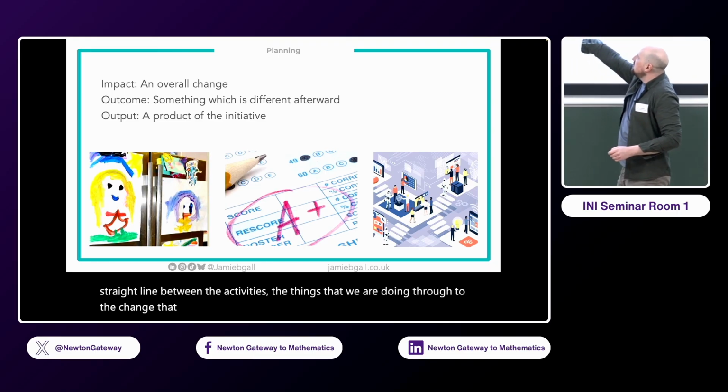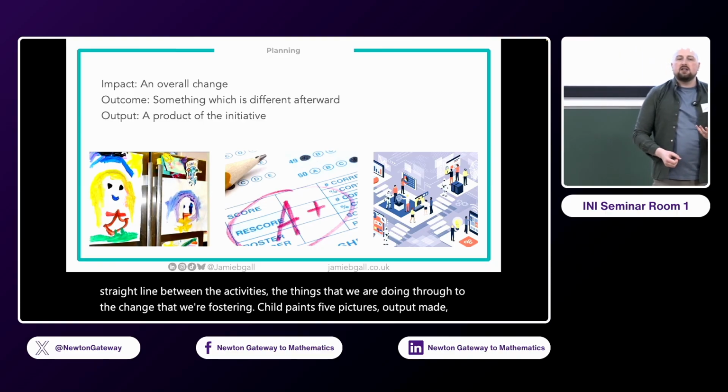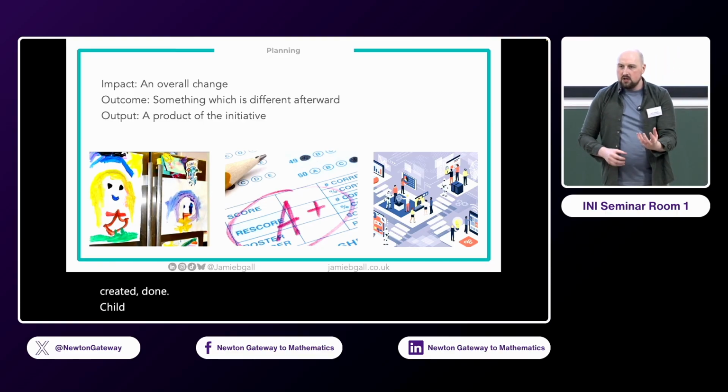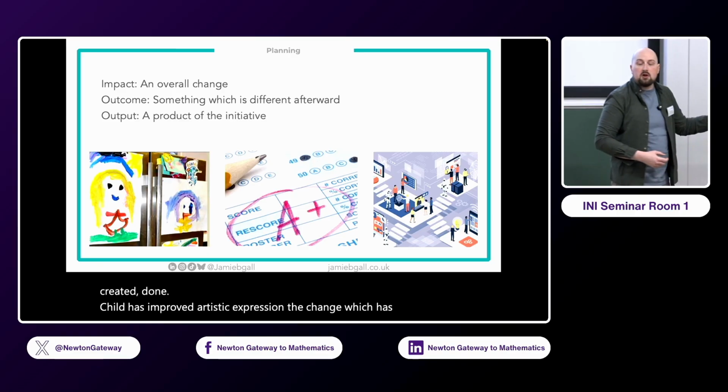Child paints 5 pictures. Output, made, created, done. Child has improved artistic expression, the change which is fostered, contributing to a young person more capable of an independent path.